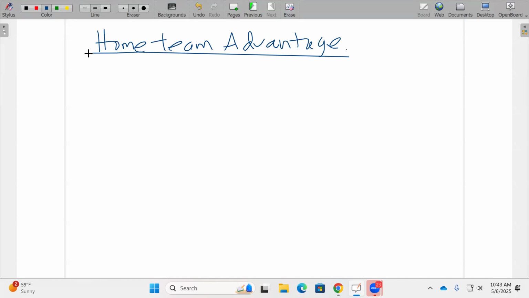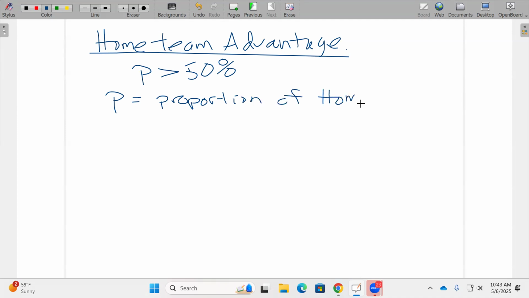So if we think there is such a thing as a home team advantage, then that means we think P, the proportion of home team wins, should be greater than 50%. That's what I believe a home team advantage means. You have a better chance than even of winning the game because you're at home. What does P mean? P is the proportion of home team wins.